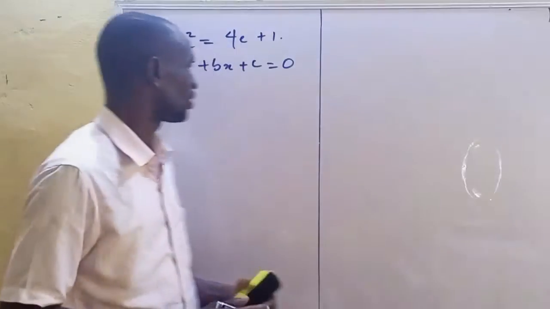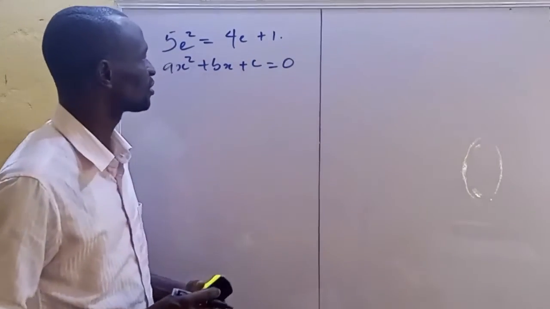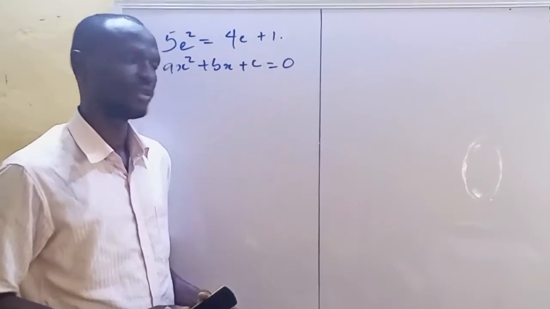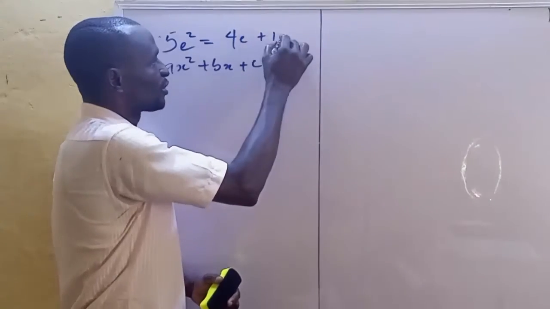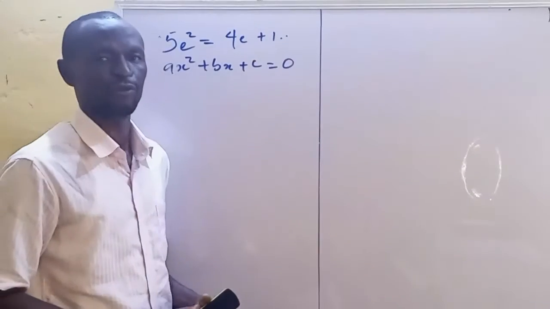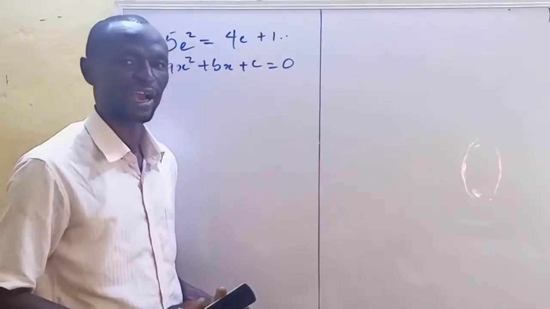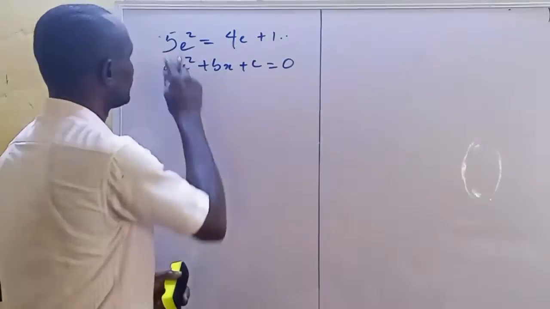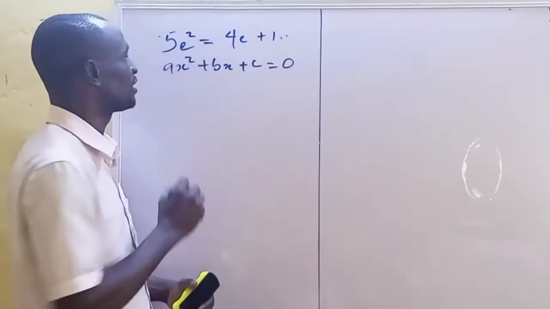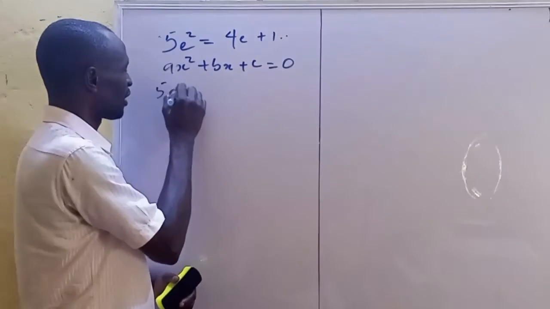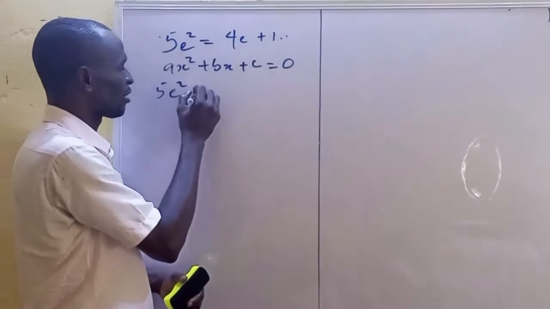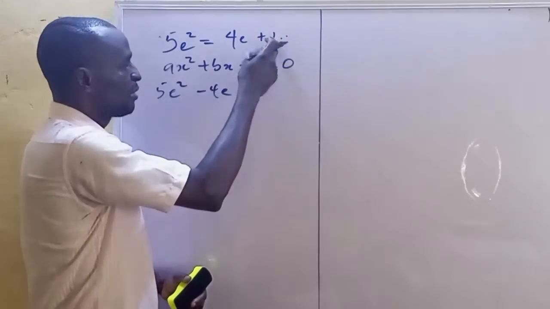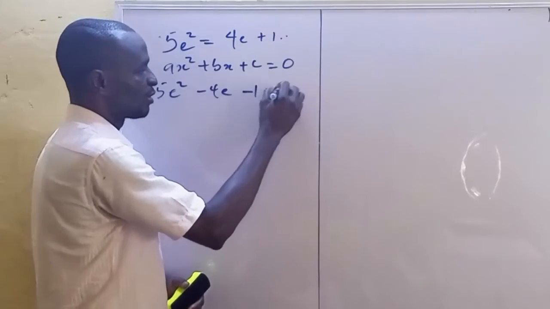Today, we'll be looking at this question: 5e squared equals 4e plus 1. Obviously, this question is of the quadratic form, but is not properly arranged. Let's arrange it properly. 5e squared equals 4e plus 1. 5e squared, bring our 4e here, becomes minus 4e. Bring our 1 here, it becomes minus 1 equals 0.